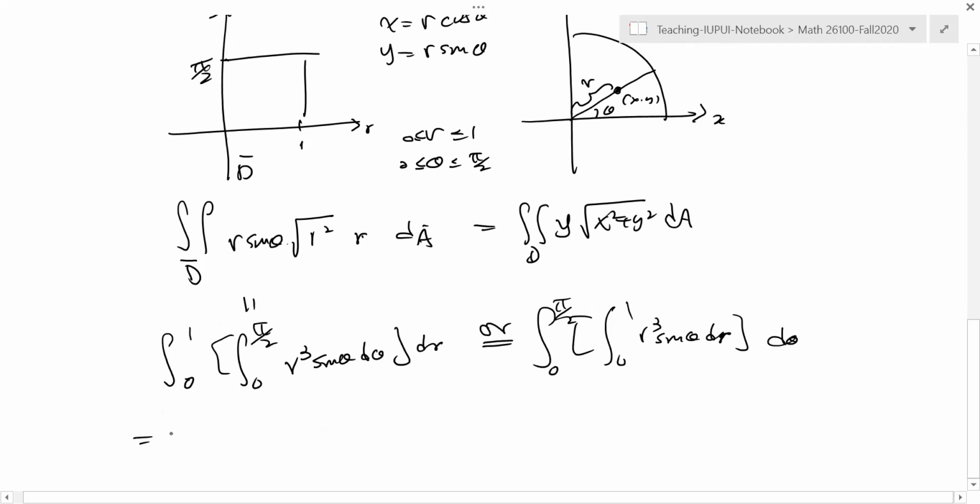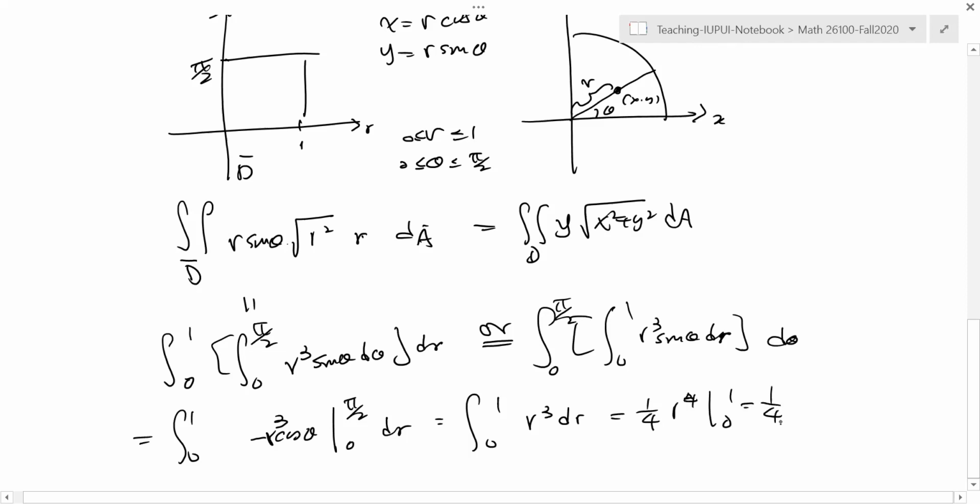So let's use this one on the left. The integral of sine theta from 0 to pi over 2 is going to be 1. The reason is it's going to be negative cosine theta, evaluated at the two endpoints. And the integral of r cubed dr is just 1/4 of r to the 4th power. So that's how we do that. This is a problem on the test.